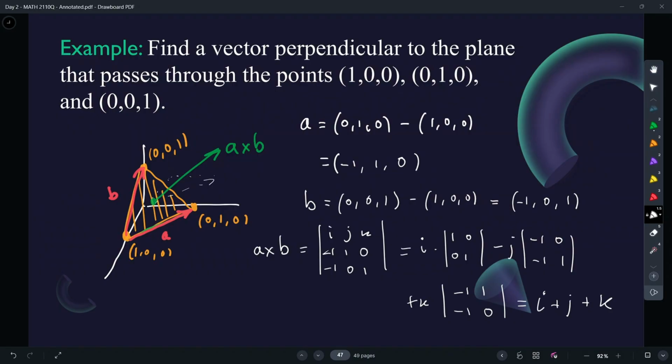So the vector, the cross product, is actually the vector 1, 1, 1, which, if you see the symmetry of the problem, makes sense. It is exactly that vector that is pointing straight along the main diagonal of the first octant of 3D space. Okay, so that is the solution to the problem: a vector that is perpendicular to that plane is the vector 1, 1, 1.